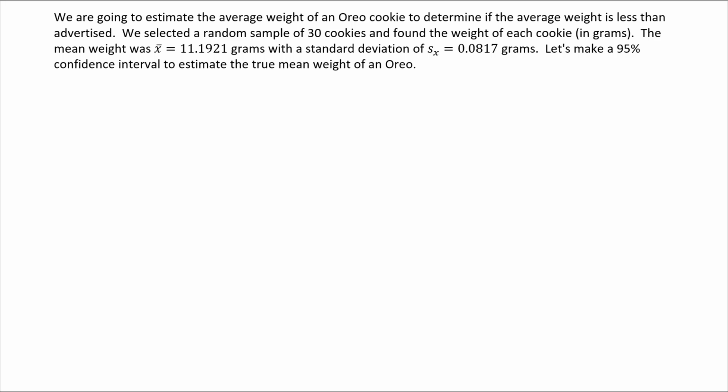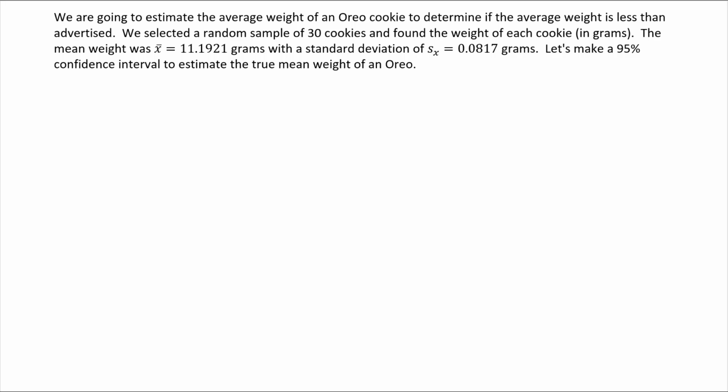So we're going to estimate the average weight of an Oreo cookie to determine if the average weight is less than advertised. We selected a random sample of 30 cookies and found the weight of each cookie in grams. The mean weight was 11.1921 grams with a standard deviation of 0.0817 grams. So let's make a 94% confidence interval to estimate the true mean weight of Oreos. Okay? Or weight of an Oreo.